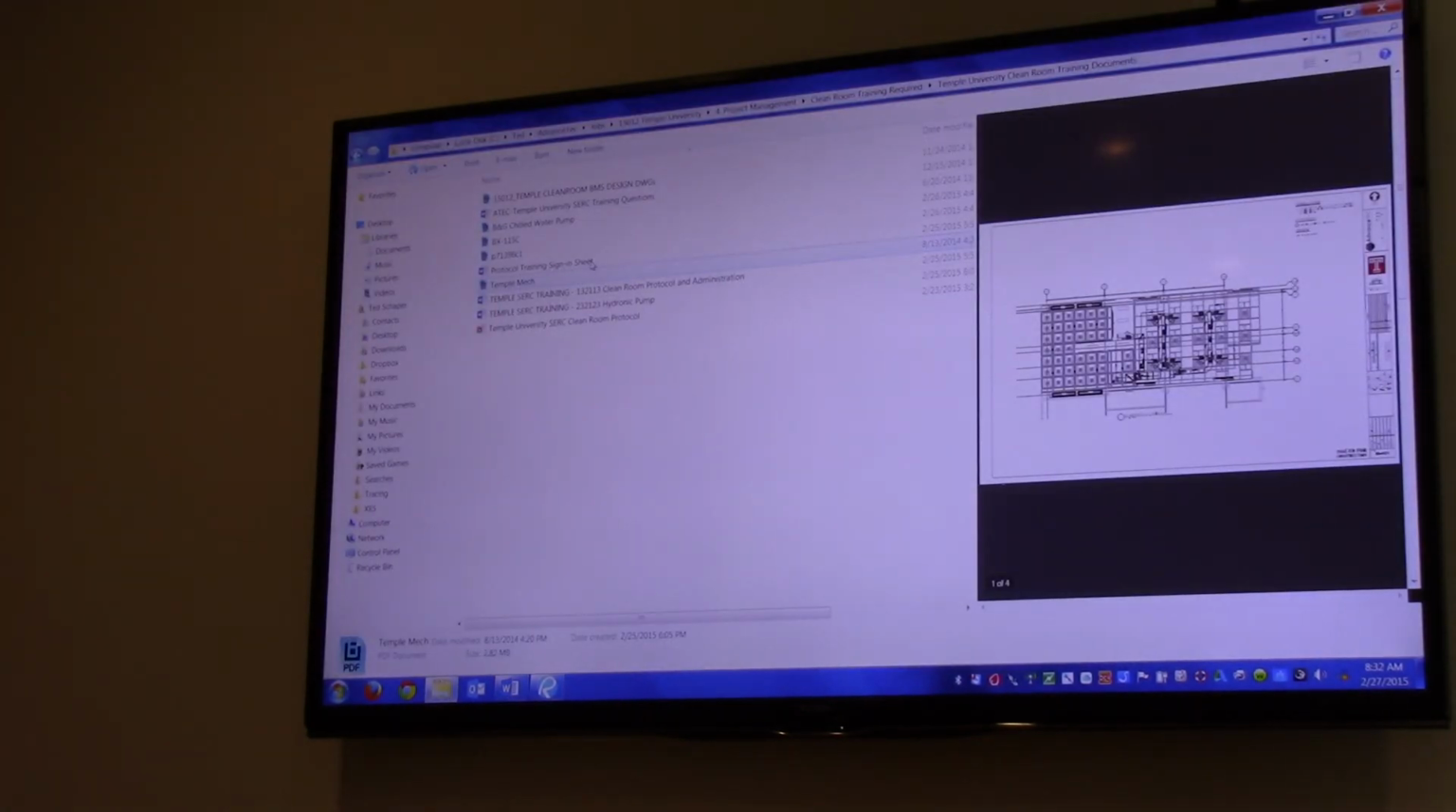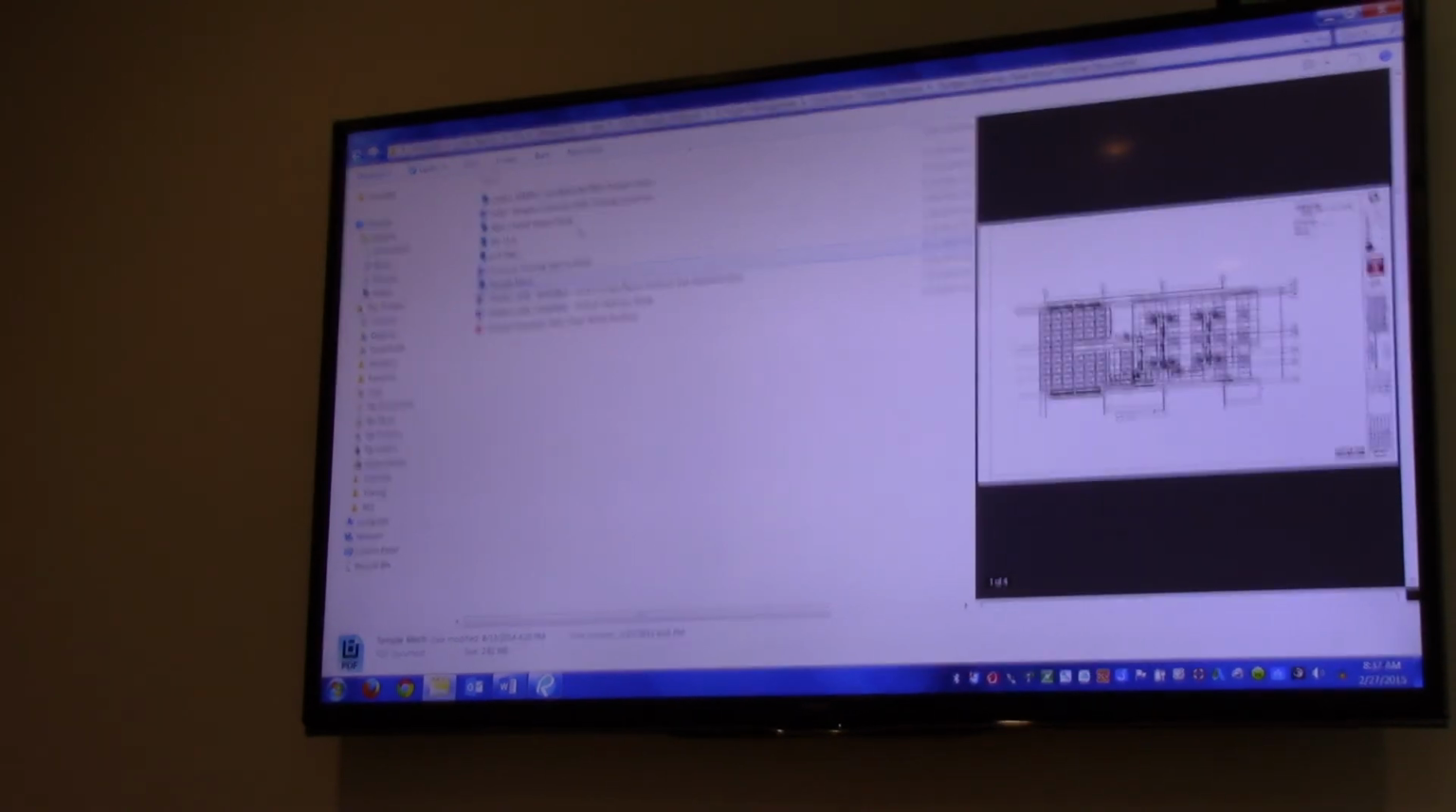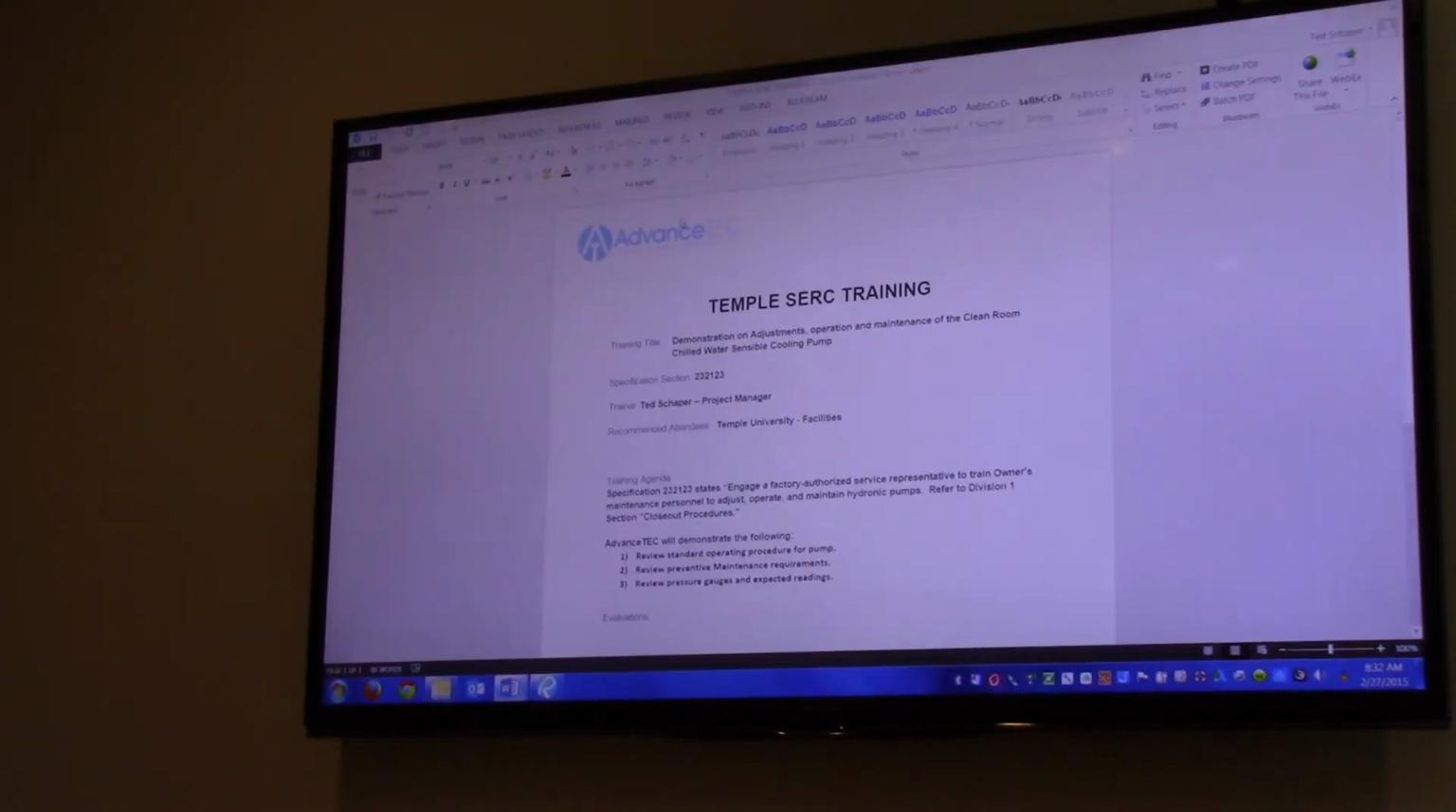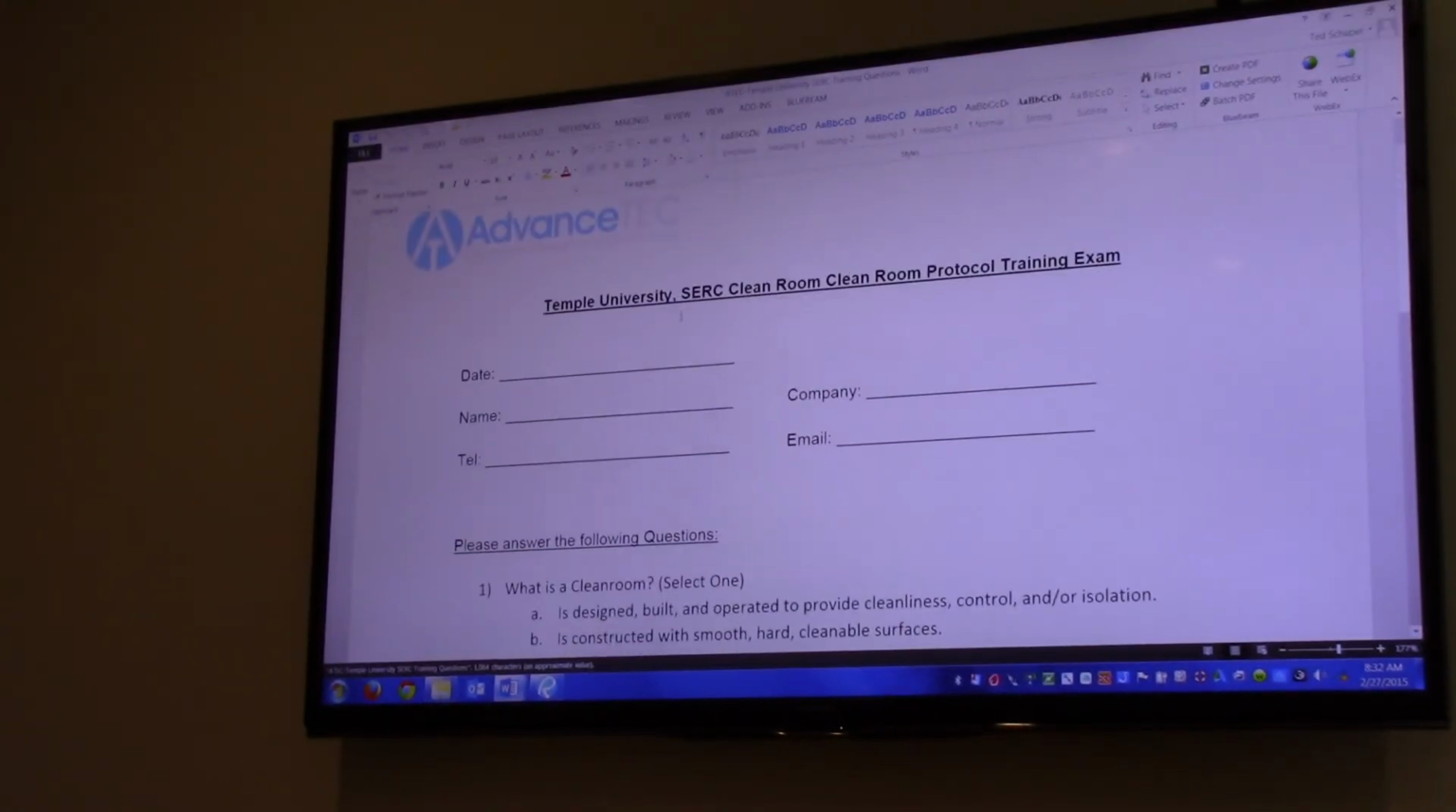And then if you look at, I guess there's a test here that's in your packet that they wanted you to fill in. You don't graduate if you don't pass the test. Everything's around the line, right?